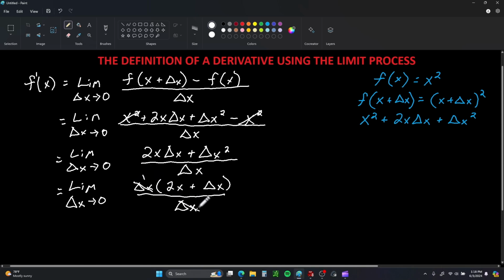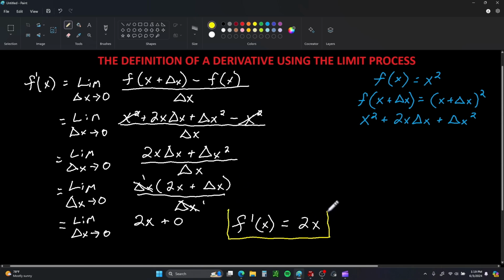Delta x goes into itself once, both cases. Then I have the limit as delta x approaches 0. And the only thing that's left is 2x, because I have 2x plus 0. So then f prime of x, when delta x does become 0, this falls out, leaving 2x as my answer. So this is the derivative of x squared.